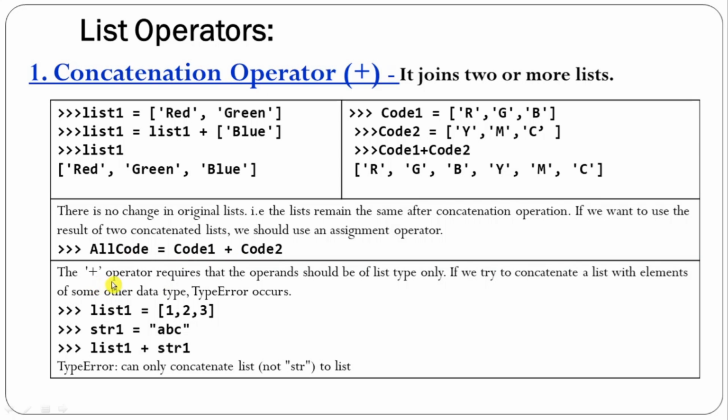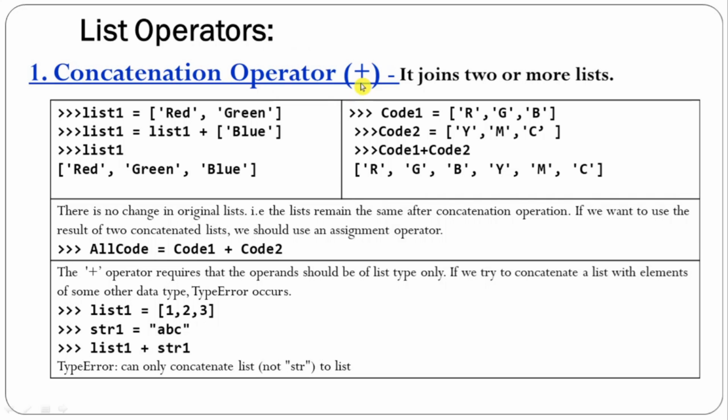We have to note that when we use this plus operator, the two operands should be of list type only. If we try to use some other data type, it will generate a type error. For example, list1 = [1, 2, 3]. List1 is a list and str1 is a string variable which contains ABC. When we try to concatenate these two variables, a list and a string, an error will be generated: TypeError: can only concatenate list, not str, to list. So, only two lists can be concatenated. All the operands should be of list type only.